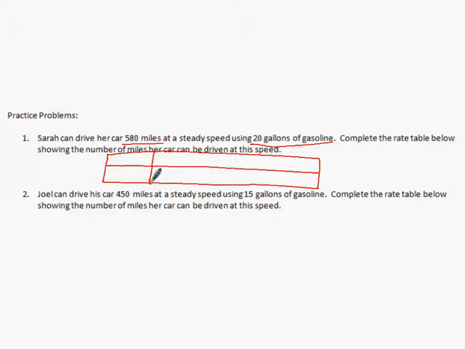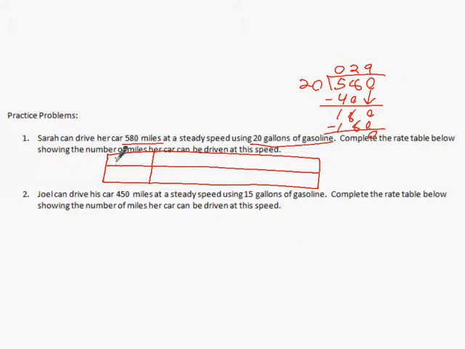So what we need to do is take 580, divide it by 20. 20 does not go into 5, goes into 58 twice, which is 40. Subtract, we get 18, bring down the 0. 20 goes into 180 9 times, which is 180. Subtract, no remainder, so it's 29 miles per gallon.